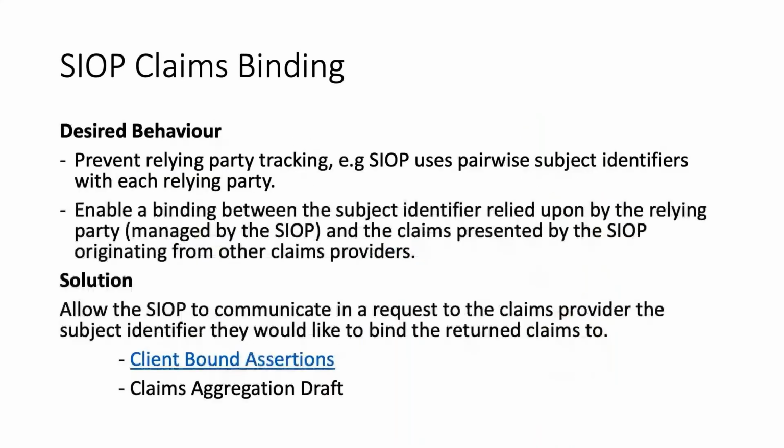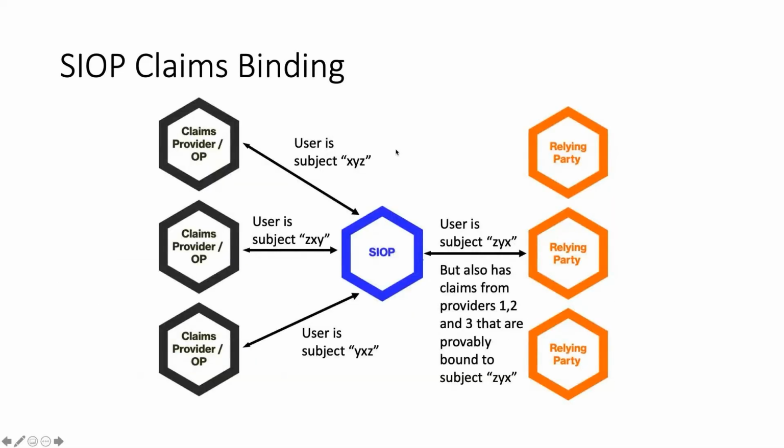So I think one of the desired behaviors around this claims binding is to, in many instances, prevent relying party tracking. So the SIOP uses pairwise subject identifiers with each relying party. To relate to the diagram, the subject identifier SIOP uses with relying party 1, 2, and 3 can be different, but they can also present claims from different providers, and there isn't strong correlation triggered.